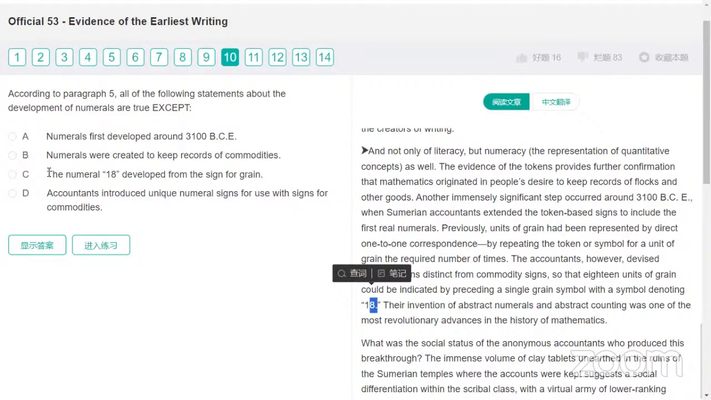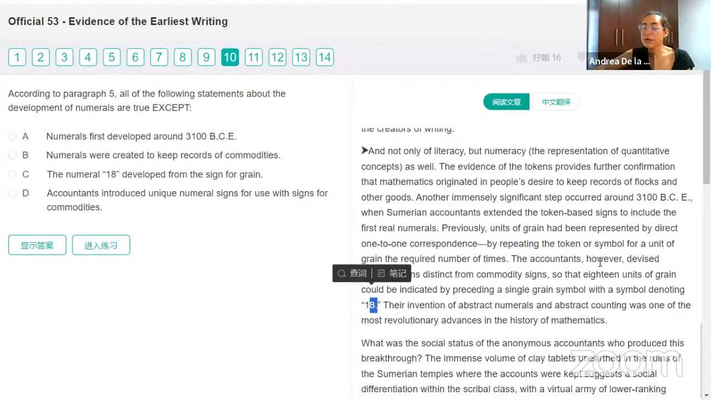No. No, ¿verdad? No dice que el número 18 se desarrolló del símbolo del grano, sino que es un ejemplo. Dice, so that 18 units of grain, 18 unidades de grano, se podían indicar con un símbolo de grano, preceding a single grain symbol, poniendo un símbolo de grano que representa el grano, con un símbolo que representa el 18, ¿no? Pero no dice nada sobre si el 18 o el símbolo del 18 viene del símbolo del grano. Entonces creo que C es la que no es verdadera, en base a esta información.